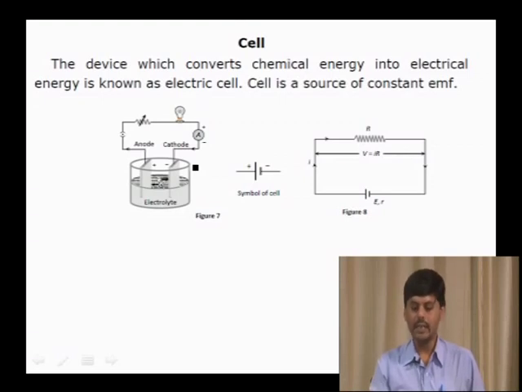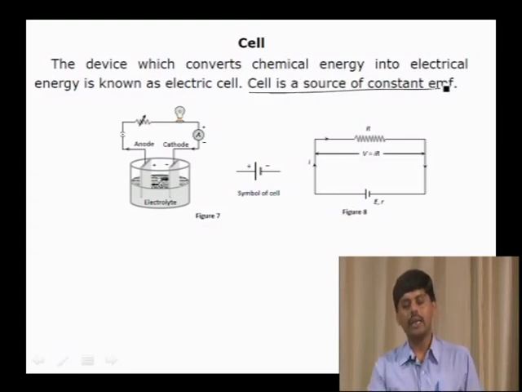A cell is a device which converts chemical energy into electrical energy, known as an electric cell. A cell is a source of constant supply. What is the meaning of constant supply? We take connections for home applications, where the voltage is fluctuating. In some experiments we require a constant flow of voltage. In such cases we need this type of cell. Throughout the experiment, they supply a constant EMF. Therefore, many experiments need cells.